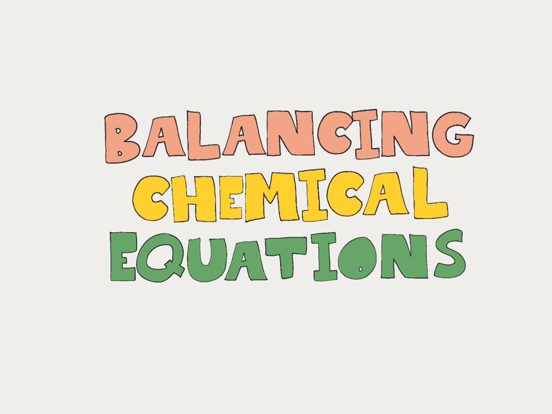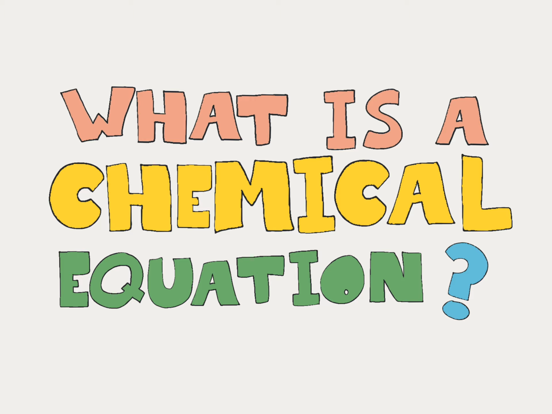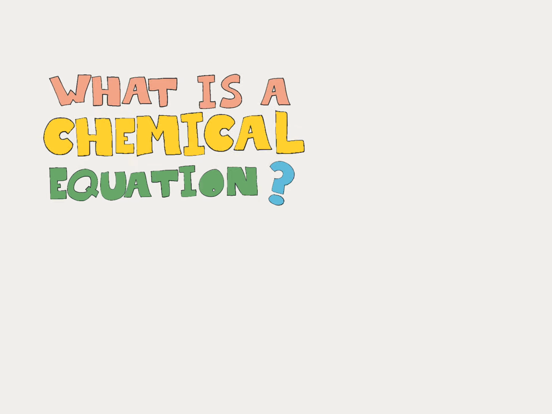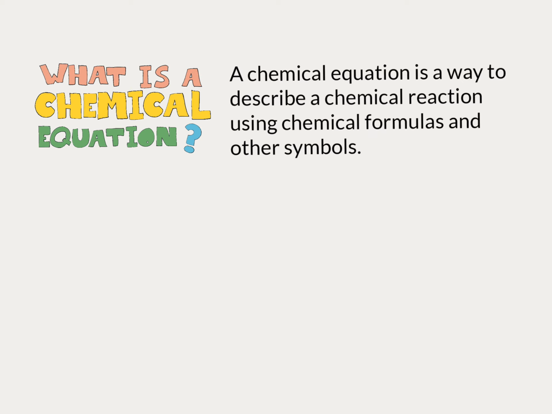Hey guys! Today we're going to move into a super important topic, chemical equations. We're going to learn what they look like and how to balance them. First things first, what is a chemical equation? A chemical equation is a way to describe a chemical reaction using chemical formulas and other symbols. But what does that really mean, and what does it look like?